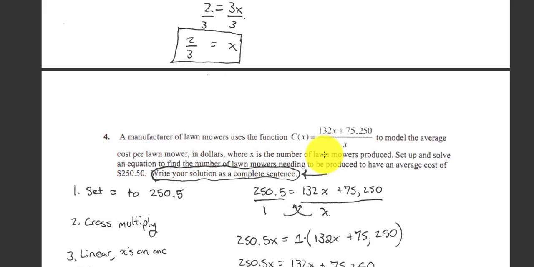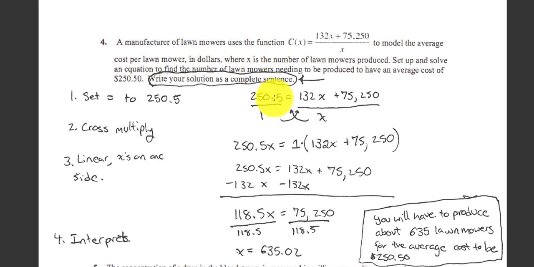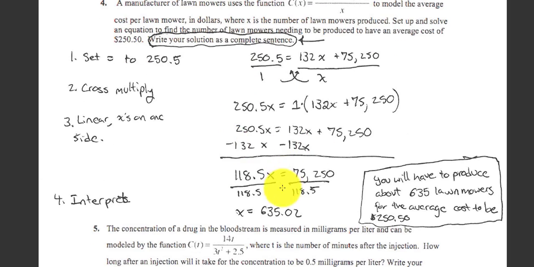Now for some application problems, okay? We have what looks like a cost function for the number of lawnmowers. We're trying to figure out the average cost for lawnmowers, where x is the number of lawnmowers produced. So it says we want to figure out how many lawnmowers we need to produce to get an average cost of $250. So replace the C, the average cost, with the 250 and solve for x, which is the number of lawnmowers. Again, I would simply cross multiply and solve for x just using algebra. Right? So I have to produce 635 lawnmowers to get an average cost of $250.